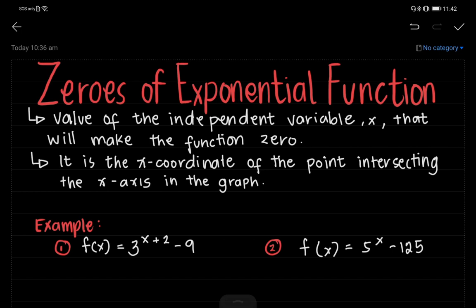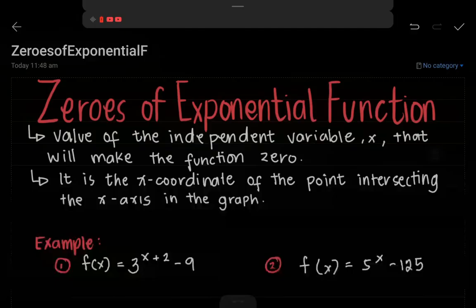So sa pagsosolve natin ng zeros of the exponential function guys, dapat meron tayong basic knowledge about the laws of exponent, paano mag-solve ng exponential equations, and of course, property of equality for exponential equations. But don't worry, pag halimbawa medyo nakalimutan nyo na yung part na yon, magkakaroon naman tayo ng recap habang nagsosolve tayo ng zeros of the exponential function.